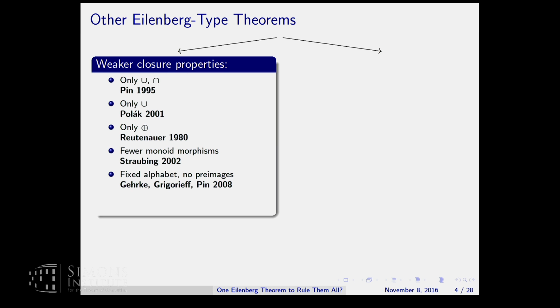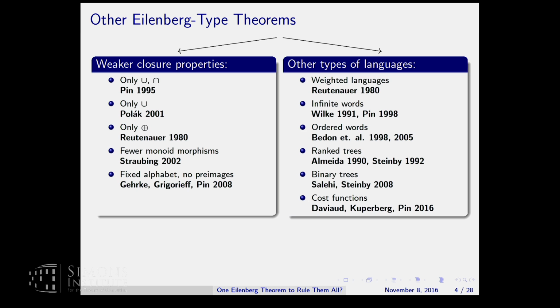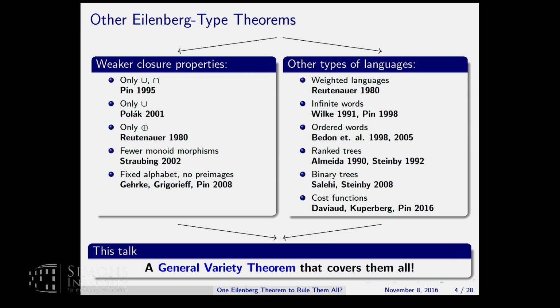And on the other hand, there are Eilenberg-type correspondences, probably more than the ones that are listed here, for other finite machine behaviors. So I mentioned weighted languages already. One could look at infinite words, and there's also an ordered version for this. One could look at ordered words, ranked trees, binary trees, and very recently people have looked at cost functions, and we are particularly happy that in the end we're going to include this as an application, because in their paper they actually ask, so there are these general methods, and it would be nice if this could be covered, and the answer is yes, we can do this. So this talk is going to be about a general variety theorem that covers all these as instances.